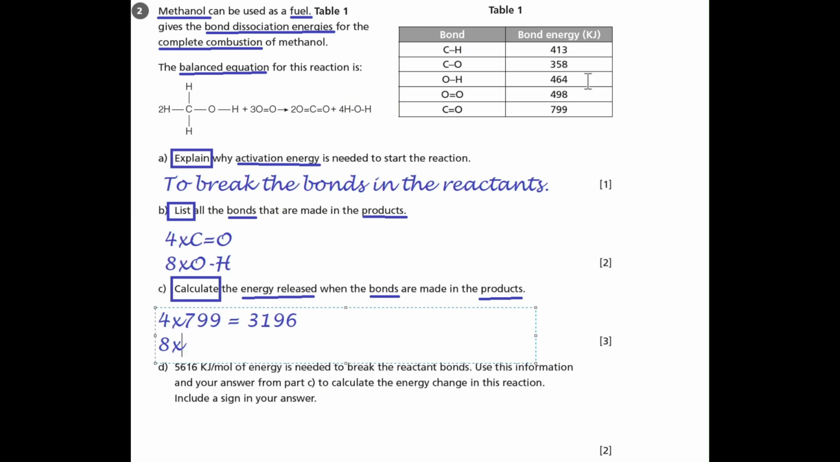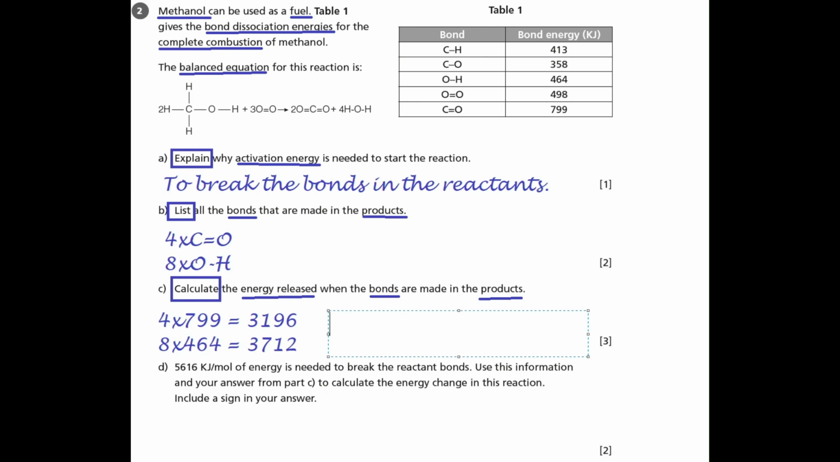So looking at the table, 464. Pop that in your calculator and you will get an answer of 3712. Now that's not the end of the story because of course you make both the carbon dioxide and the water in this reaction. So the overall energy release is actually the sum, adding together these 2 numbers.